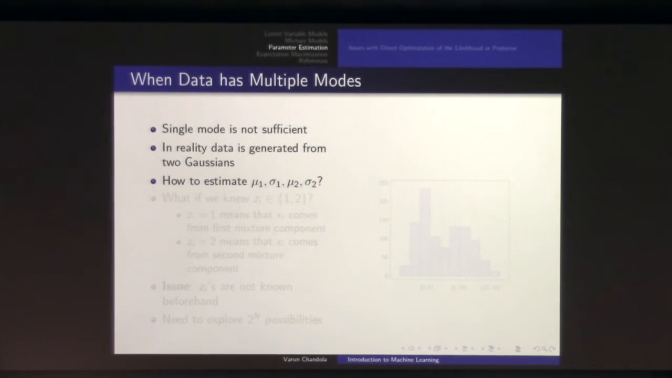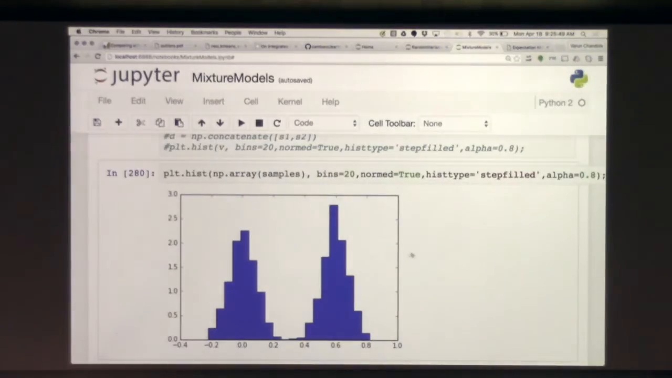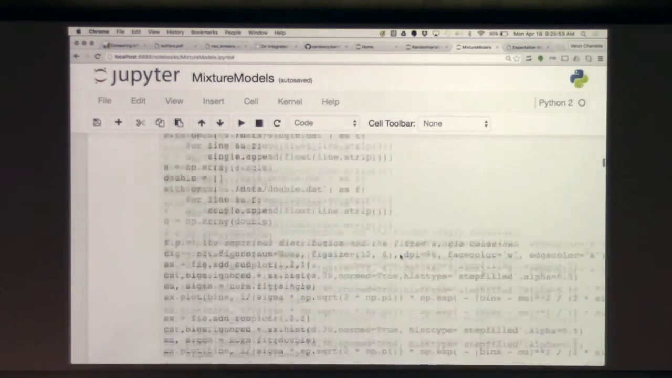But what happens if the data is coming from multiple Gaussians? So there is not one Gaussian, which means that if I try to fit my model on this, a single variate model, it will not fit very well. So how do we get that value? Let me just see what else I had here. Right, so here it is.